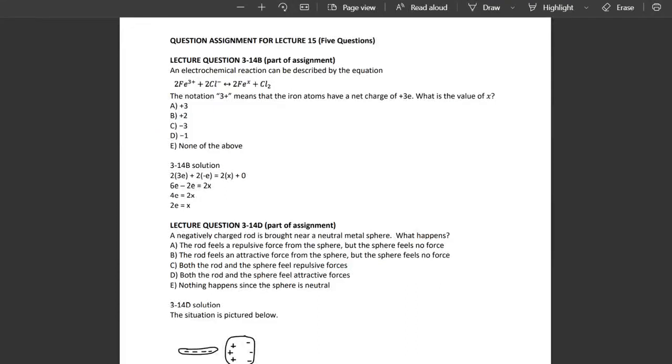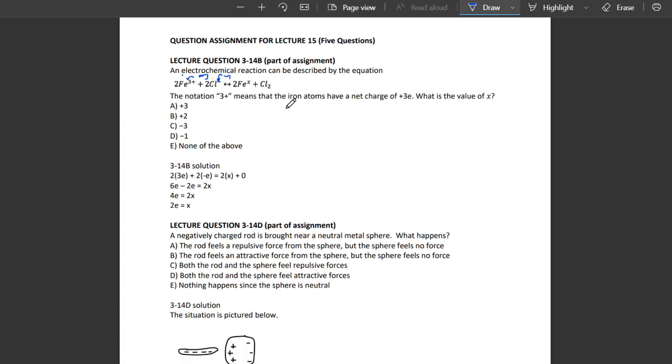This next question is actually more of a chemistry question than anything else. We have the electrochemical reaction here, and we have to figure out the change in electrical charge of these two atoms within the system. Initially, iron has a +3 charge, as denoted here, and chlorine has a -1 charge.